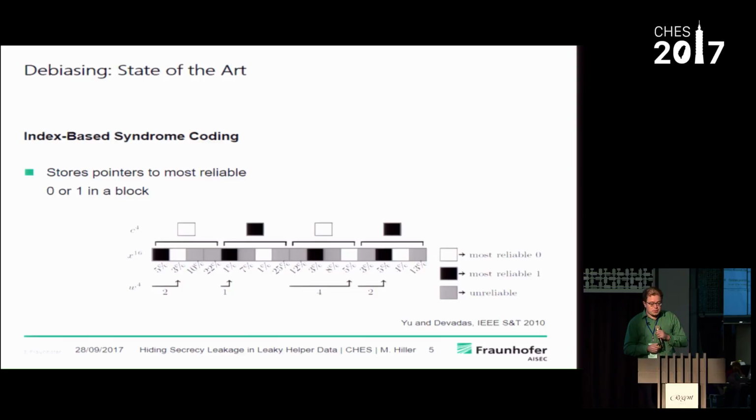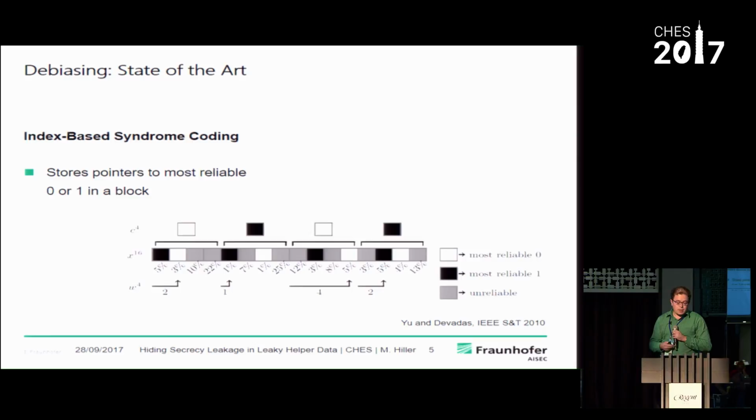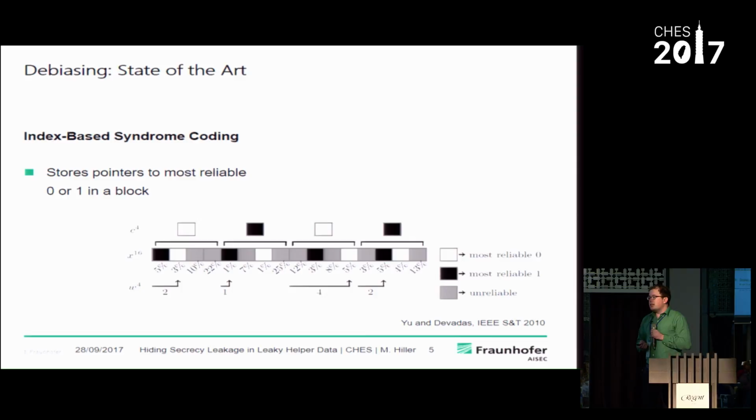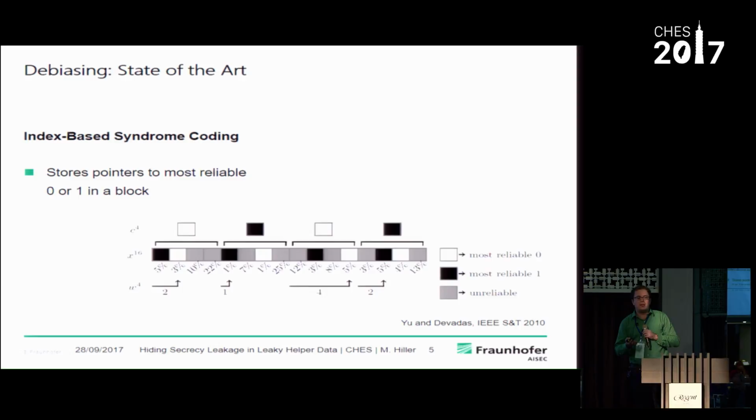To show you two approaches for how biased PUF responses were handled so far, the first one is index-based syndrome coding by Yu and Devadas from 2010. Here, the idea is you look at PUF responses, and the PUF responses have different reliabilities, different probabilities of being either a 0 or 1. So for example, the white boxes are assumed to be PUF responses that are close to 0.